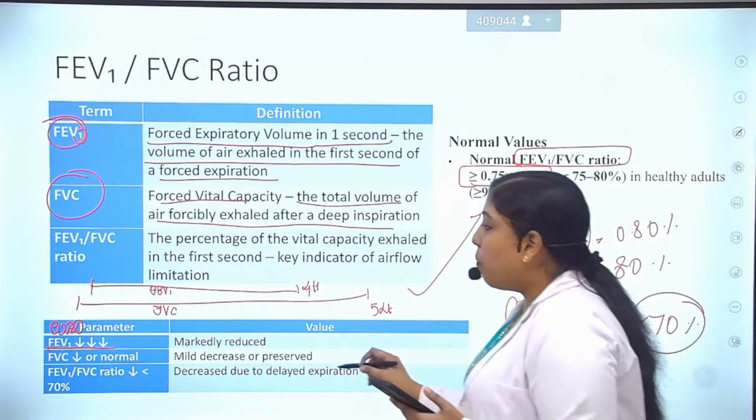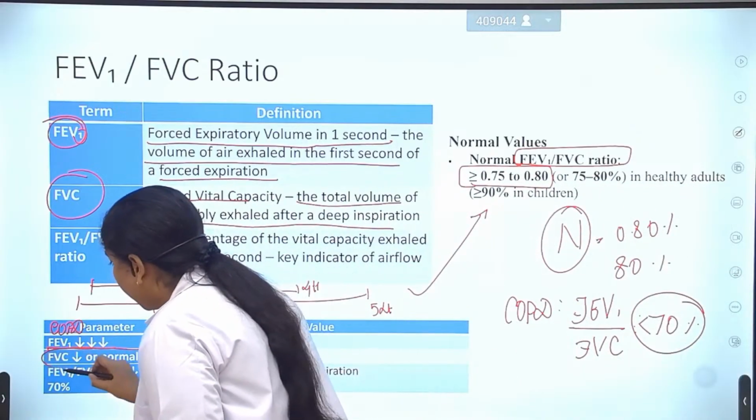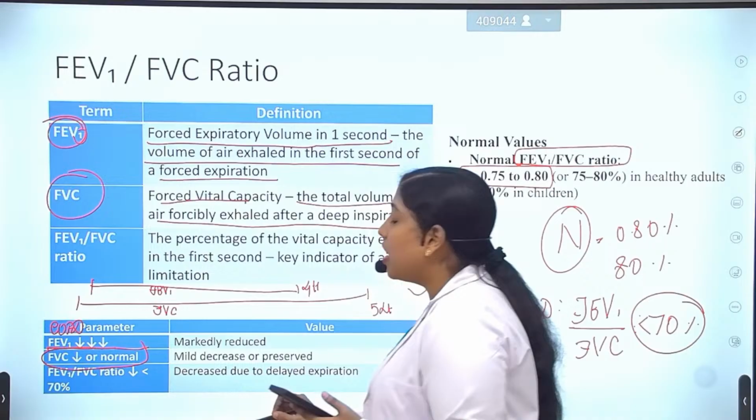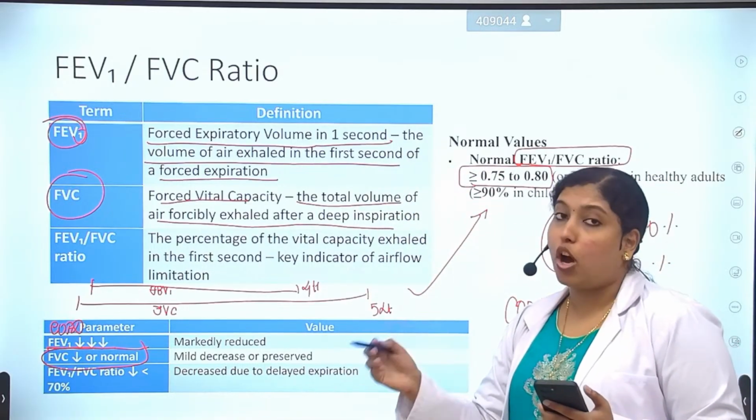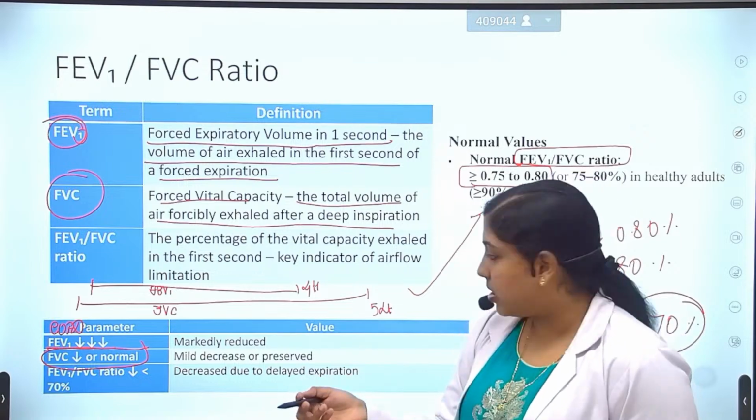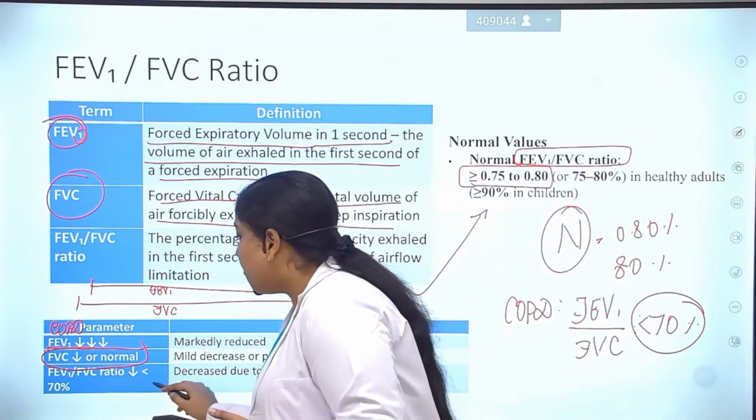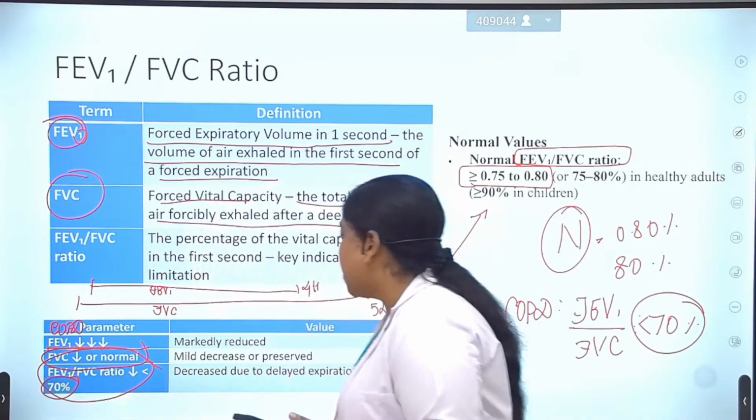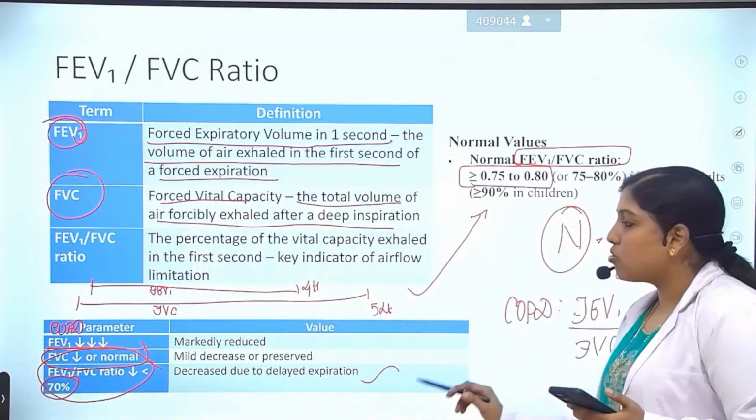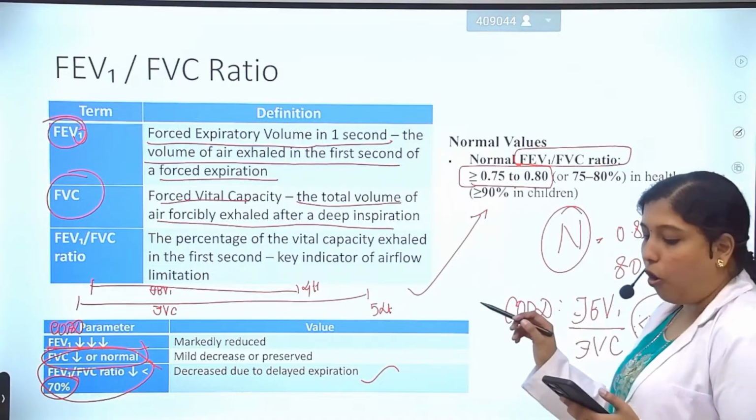What about FVC? The forced vital capacity, as we discussed earlier, may be normal or it may be decreased. On the other hand, the FEV1/FVC ratio will be less than 70%. So we are completely coming to the conclusion that the patient is going for COPD.